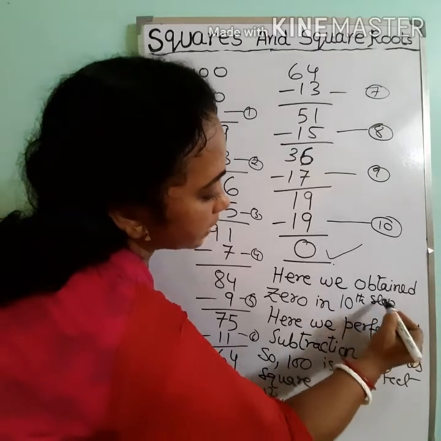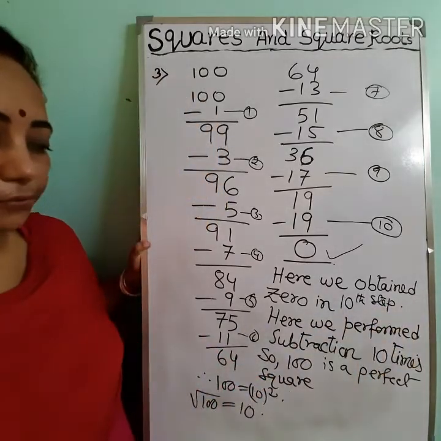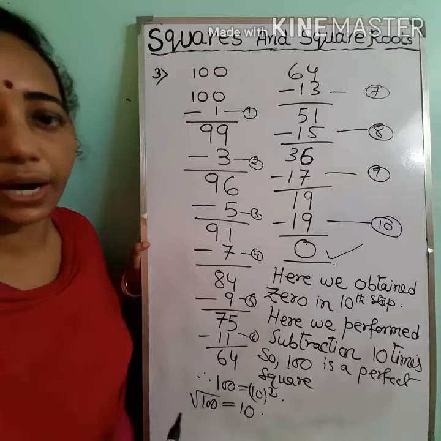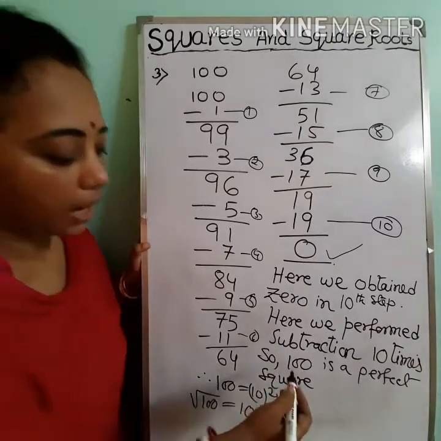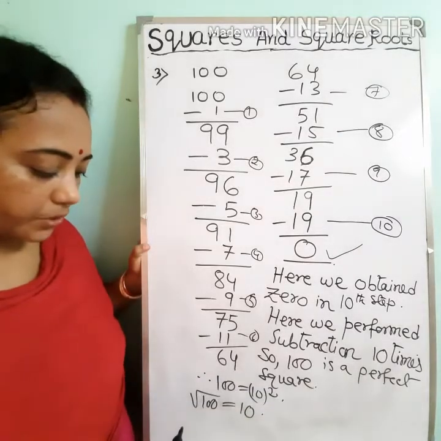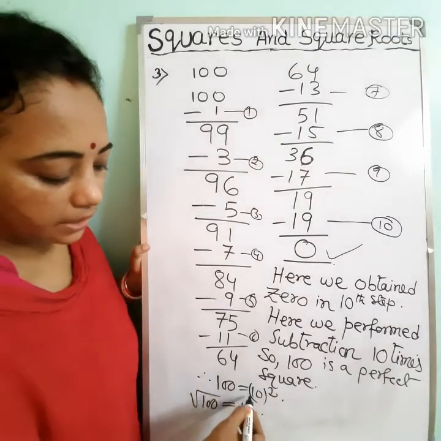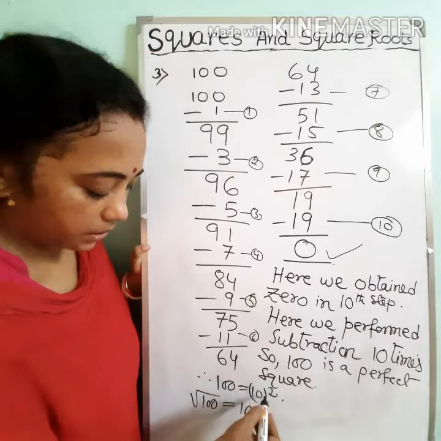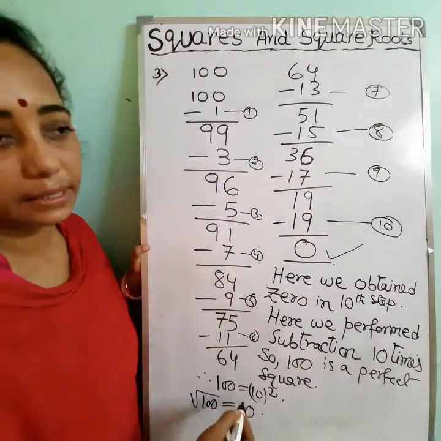In other words, we perform subtractions 10 times to get 0. So 100 is a perfect square. As we got 0, 100 is a perfect square. Therefore 100 can be written as 10 square, so the square root of 100 is 10.